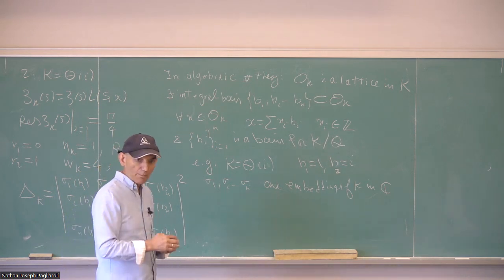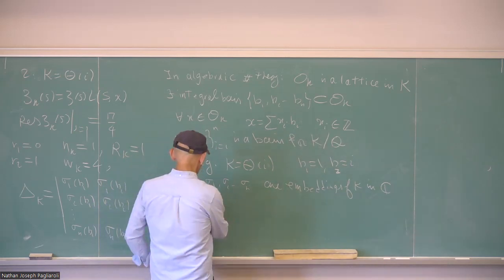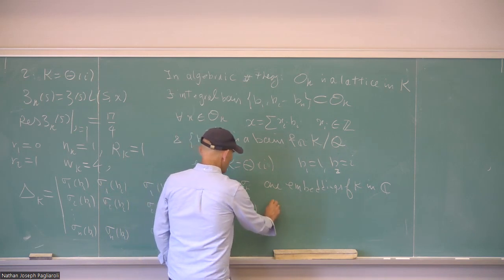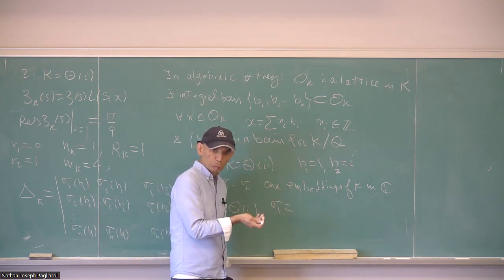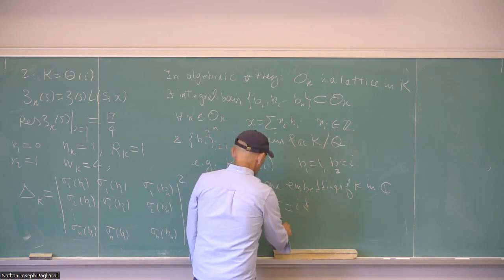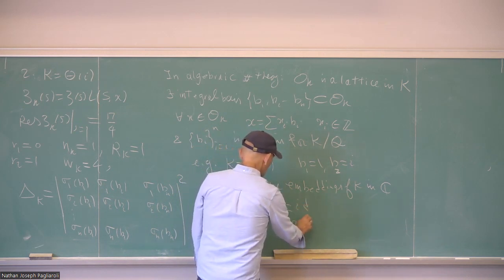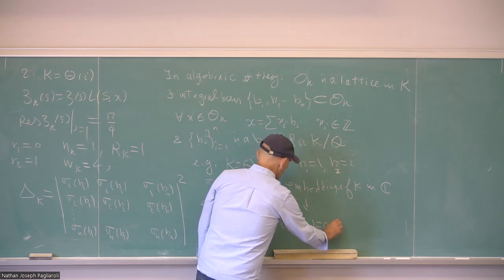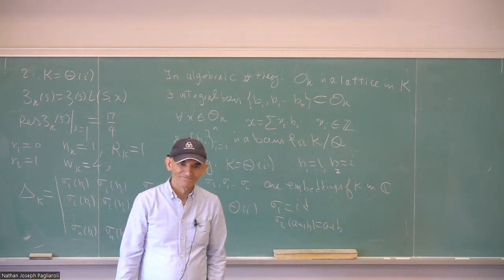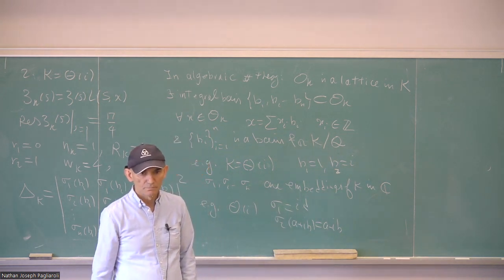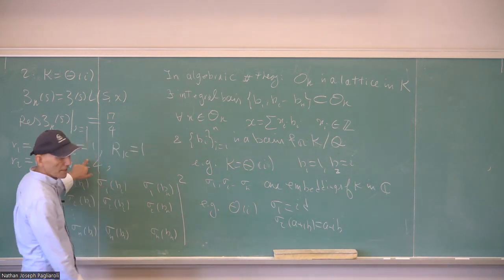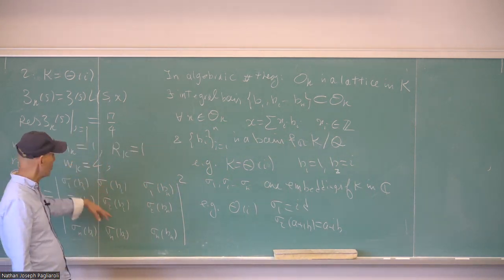So let me give you an example. For example, we already did an example, for Qi. Sigma 1, one of them, is the identity. But sigma 2 of A plus IB is A minus IB. That's also an embedding. Oh, that's a different thing. That's just for complex ones. But here we are using all of them.